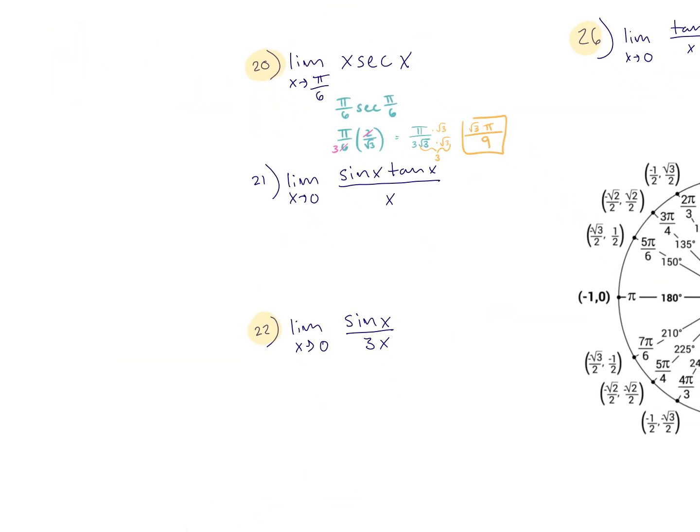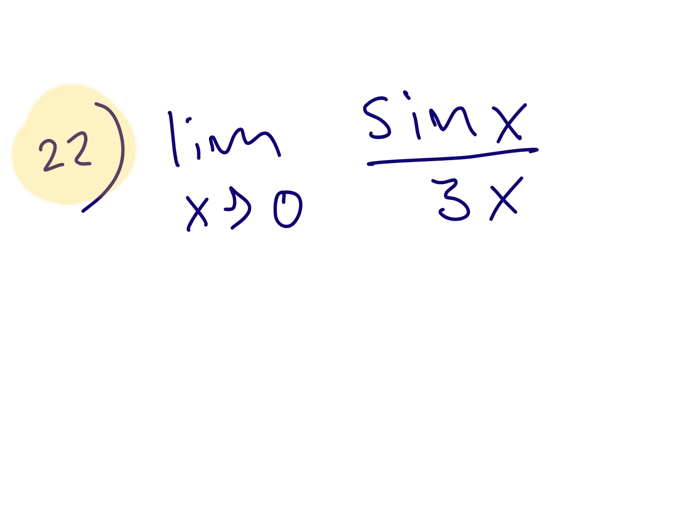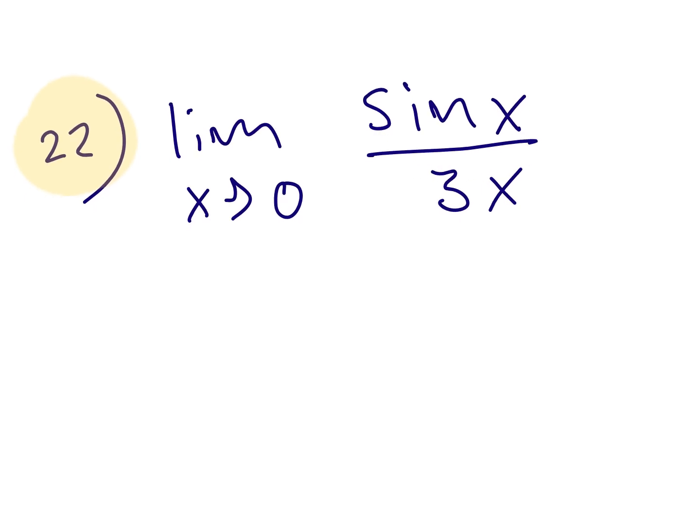All right, let's do 22. 22, we know that the limit as x approaches 0 of sine of x over x is what? 1. Great job. Got to know that. So here, because we have the 3 in our denominator, we know that this is going to be 1 over 3. If this was the limit as x approaches 0 of sine of 5x over 2x, what would our limit be here? 5 over 2. Perfect.